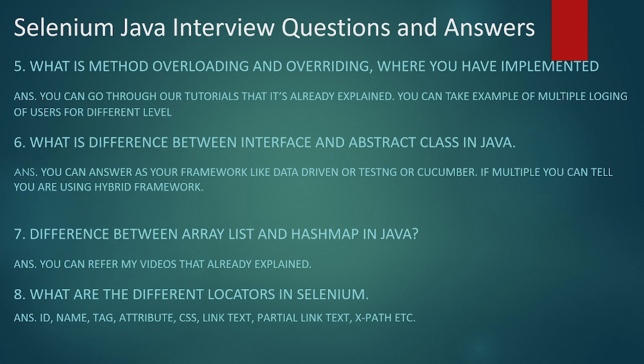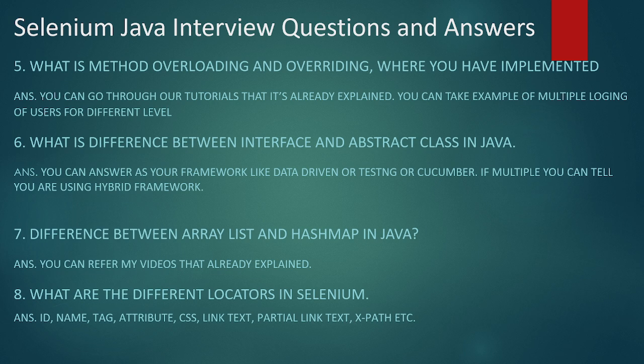Then the next one is: what is the difference between interface and abstract class? This one also, guys, I have already covered: what is an interface, what are the abstract methods in the interface, which is 100% abstraction, and in the abstract class, how many abstract methods or non-abstract methods there are. I already explained, so please go to the video that has the proper clarification on that.